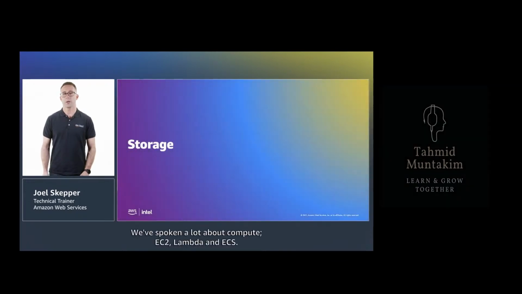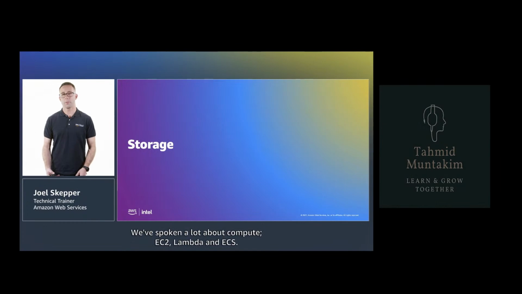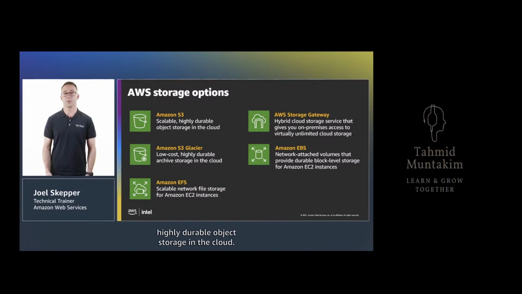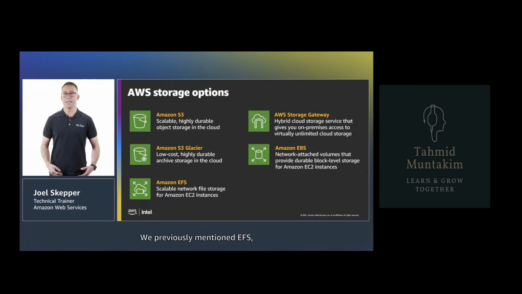We've spoken a lot about compute: EC2, Lambda, and ECS. Let's move on to storage on AWS. We have a number of different storage options depending on your application's needs. S3, or Simple Storage Service, is a highly scalable, highly durable object storage in the cloud. We've also got S3 Glacier for low-cost, highly durable archive storage in the cloud. We previously mentioned EFS, a scalable network file storage service for multiple EC2 instances.